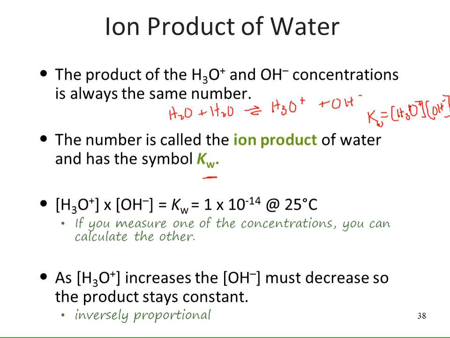Now if you measure one of these concentrations, you can calculate the other, since the product of the H3O+ times the hydroxide concentration always equals the Kw. Because of this relationship, as the hydronium ion concentration increases, the hydroxide ion concentration must decrease for the product to stay constant. So these two concentrations are inversely proportional to each other.